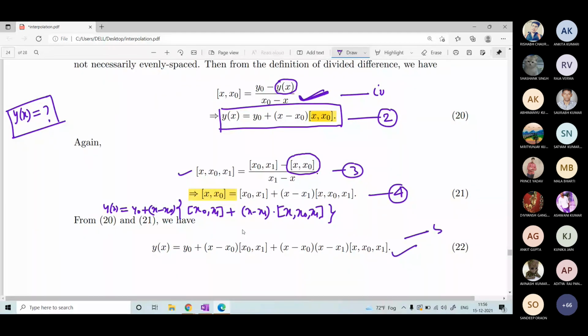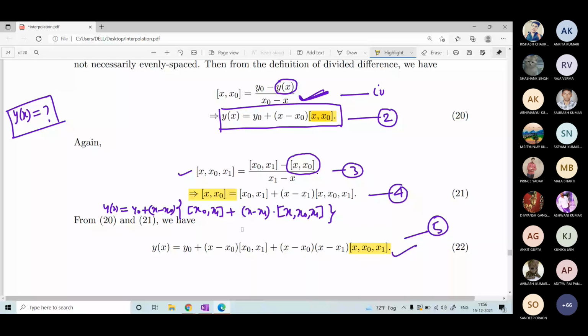If you simplify this line, you will get equation number 5, yes or no? You do the multiplication and separate the terms. The first term is y0, the second term is x minus x0 into the divided difference of x0, x1, plus x minus x0 into x minus x1 into the divided difference of x, x0, x1. Now in equation number 5, the divided difference of x0, x1 is unknown to you. So you need to calculate that value.